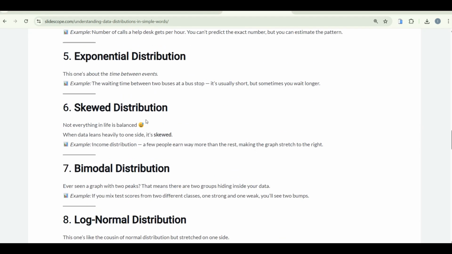Then we have skewed distribution. Not everything in life is balanced. So when data leans heavily to one side, it is called skewed.